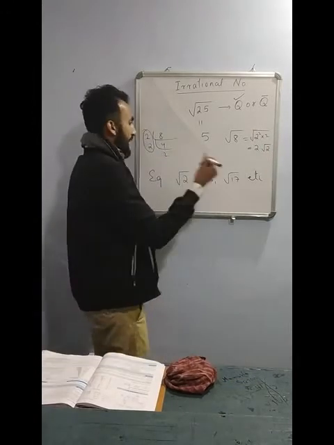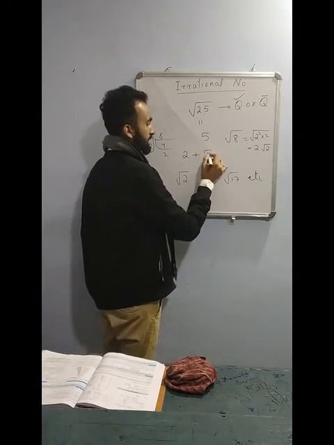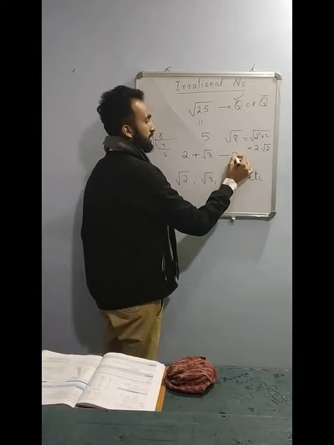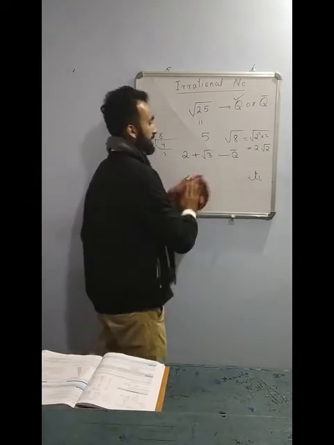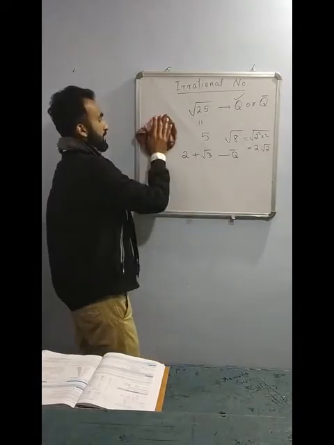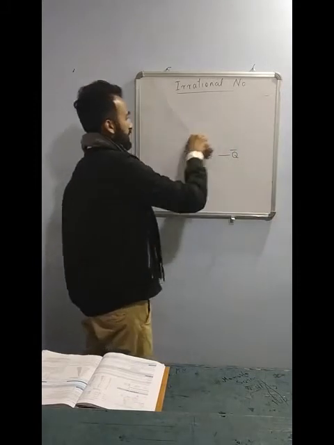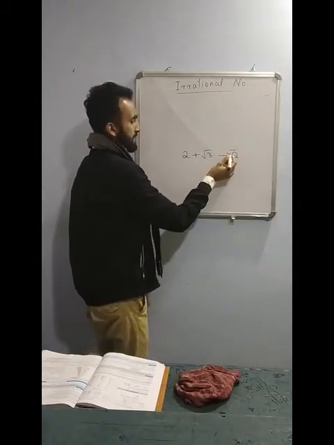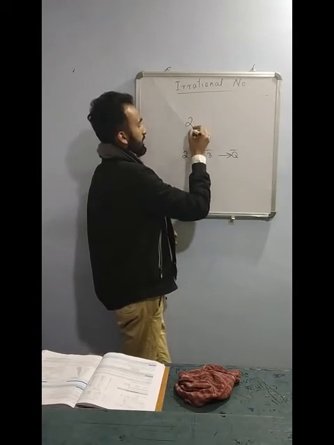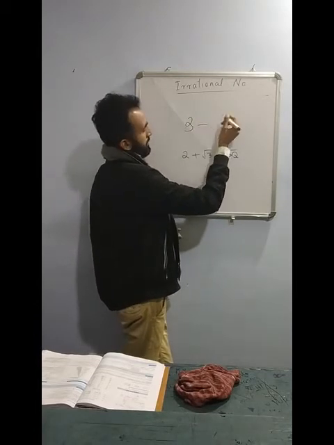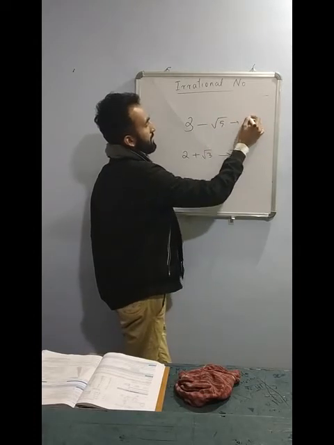Remember, if it is added or subtracted, also fine. A rational added with an irrational is still called irrational, not rational. It's not both, so don't say like that. A rational added with an irrational is irrational. Now a rational subtracted with an irrational, root 5, is still irrational.